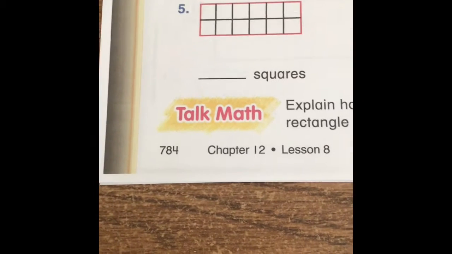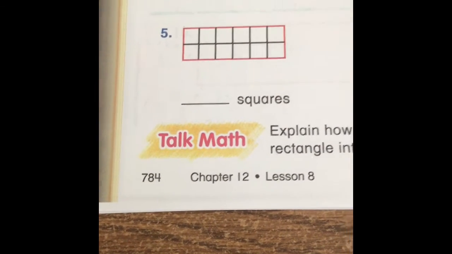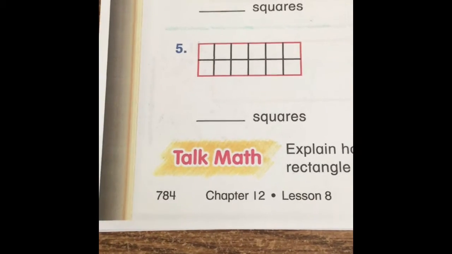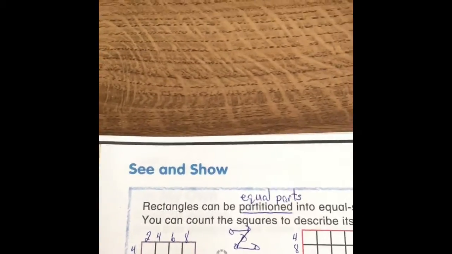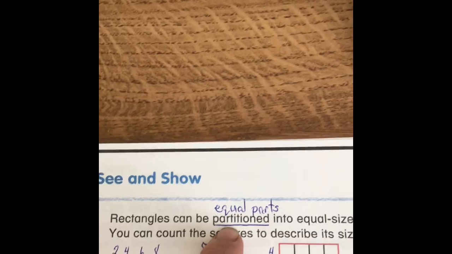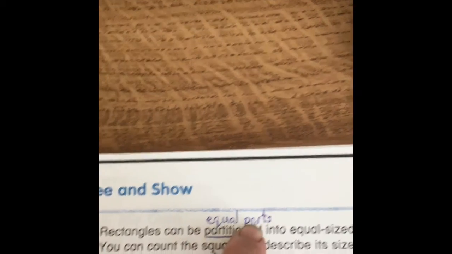Today you're going to be focusing on pages 784, 785, and 786. You're going to be focusing on lesson 8. All right, so lesson 8 takes into what we learned on Wednesday, which is the word partition. Remember, partition means equal parts.